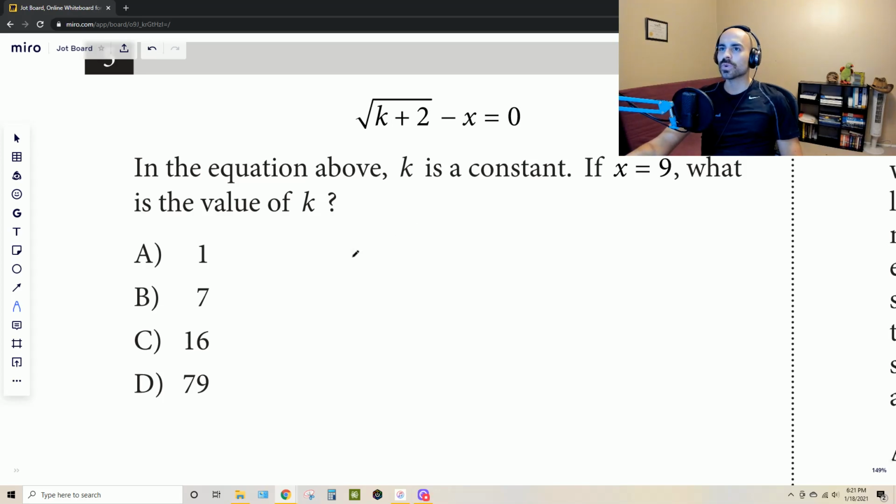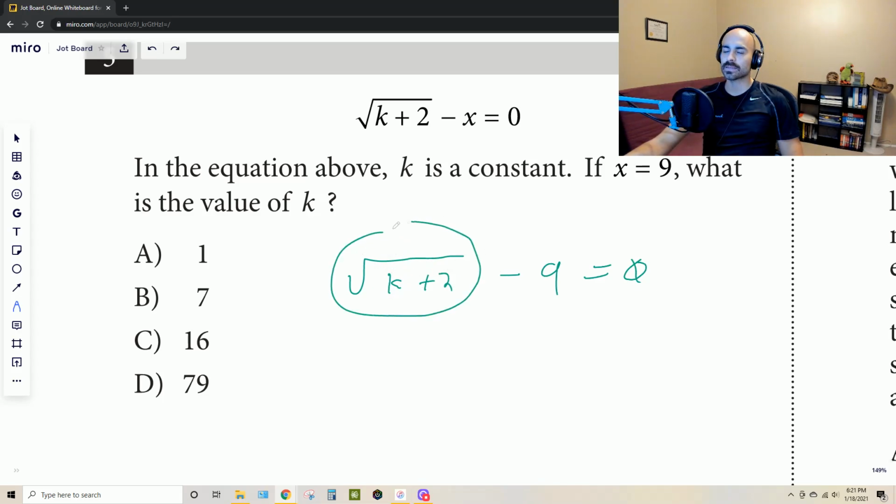All right, so this one, they just want to see, can we plug on in? So we'll just rewrite this problem where it's the square root of k plus 2 minus 9, and they're saying that that's equal to 0. And if I want to figure out what k is, I really want to get everything that it's attached to directly under one roof, on one side by itself.